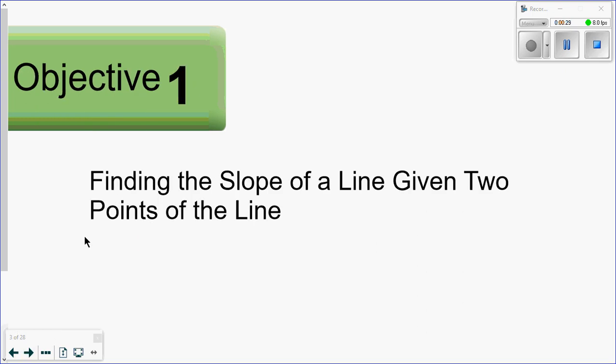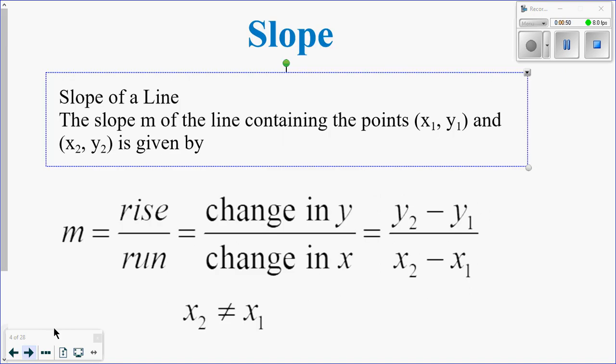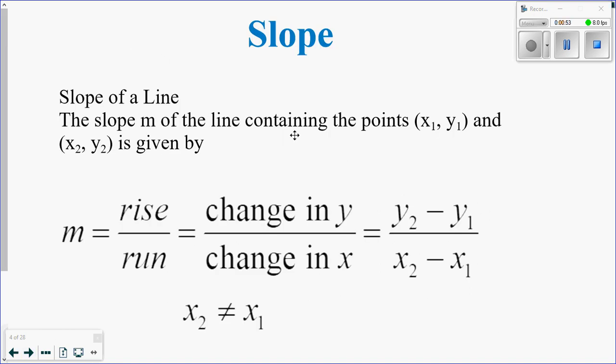So the first part is just finding slope given 2 points. So you're going to have 2 different points. So you'll have an x1, y1, and an x2, y2. You're going to find the slope between those. In other words, you're going to look for the steepness or the flatness.